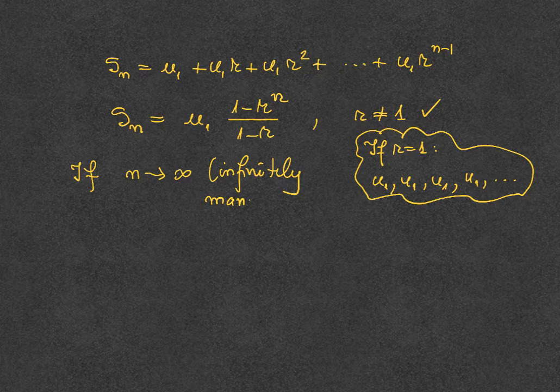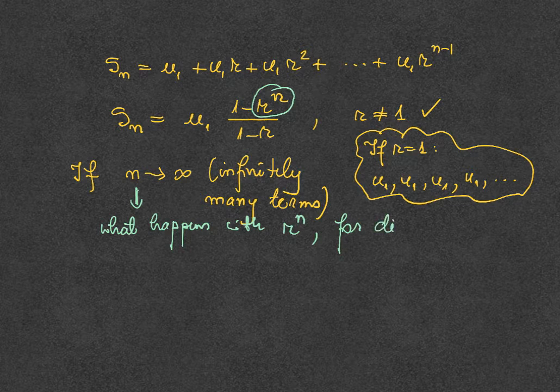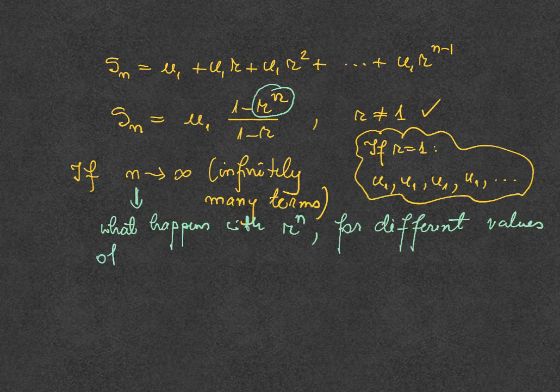And really, I need to look only at this term here, because in the formula, n doesn't appear anywhere else. See, u1 and r are constants. So the big question is, what happens with r to the power of n for different values of r when n approaches infinity, when n gets bigger and bigger and bigger?